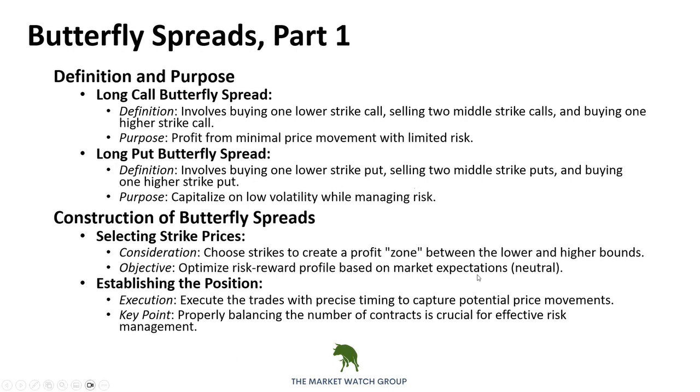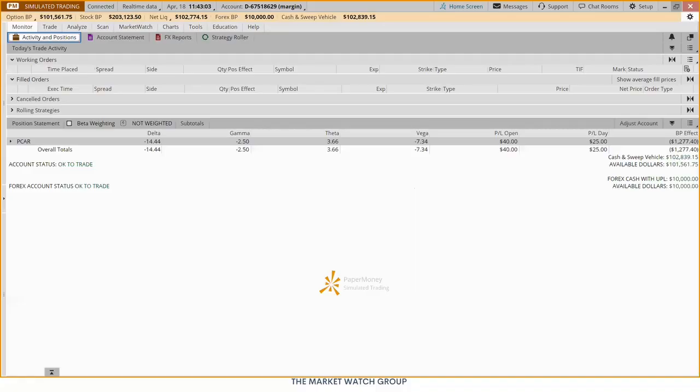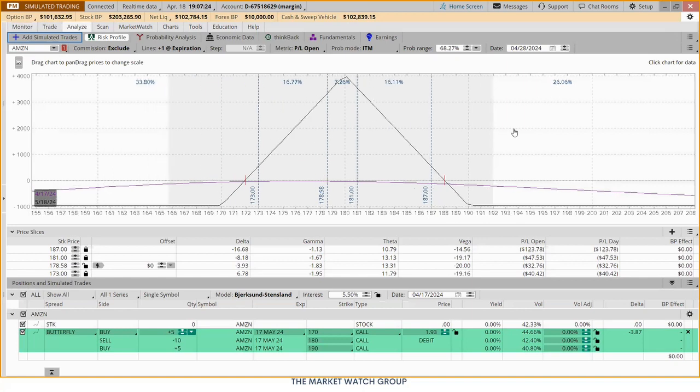So what are we doing here? I'm going to pop in because the slides get to be a little much. Let's actually build a trade here. So let's go in. There's a butterfly right there.